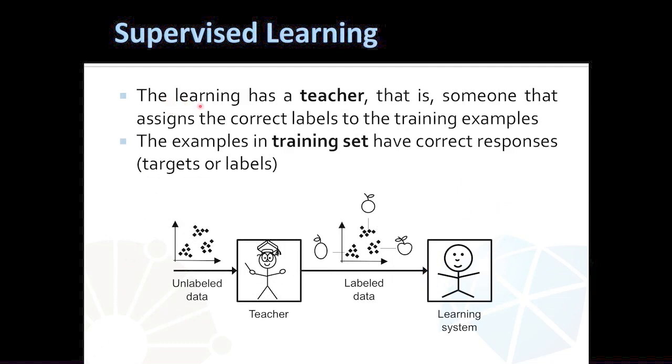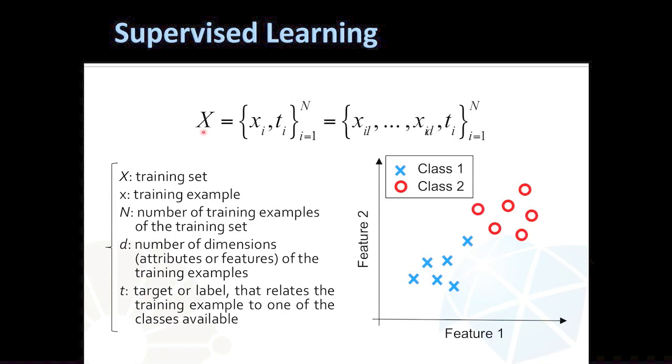In supervised learning, the learning has a teacher, that is, someone that assigns the correct labels to the training examples. The examples in training set have correct responses, targets, or labels. In other words, someone will tell us that these examples belong to a class of apples. These examples belong to a class of oranges, and so on. The capital X represents the training set. x is a training example. Now, to each training example there is assigned a target t that relates the training example to one of the classes of the problem. Also, in the training set, there are n training examples. Each training example can have d dimensions, attributes or features. Here we have a training set with 12 examples in 2 dimensions. Each example is necessarily assigned to one of the 2 classes available.